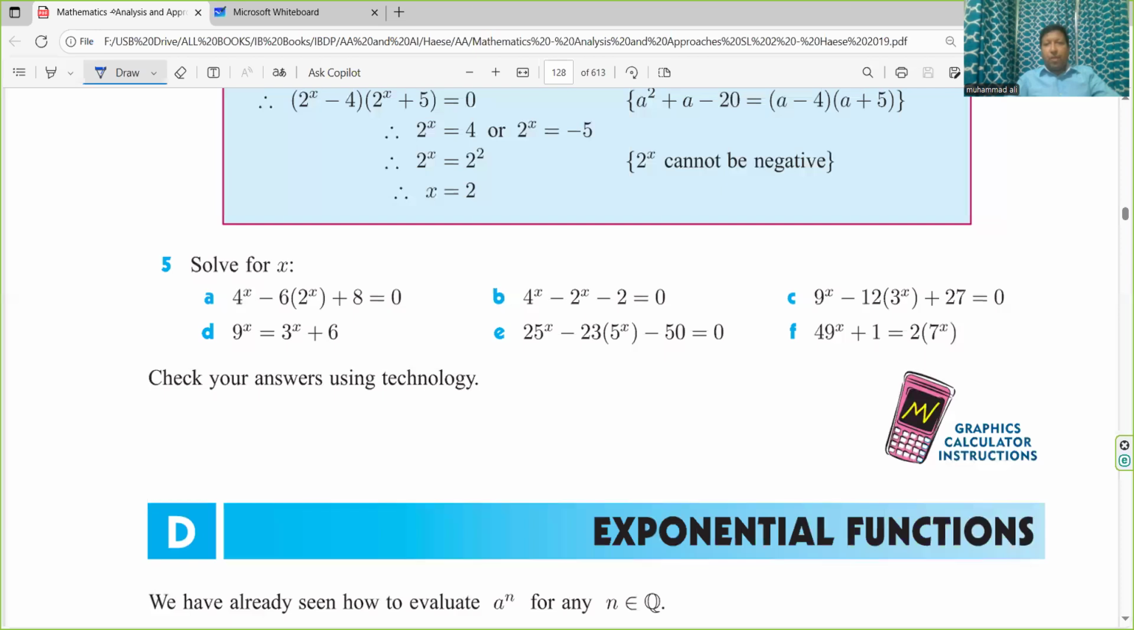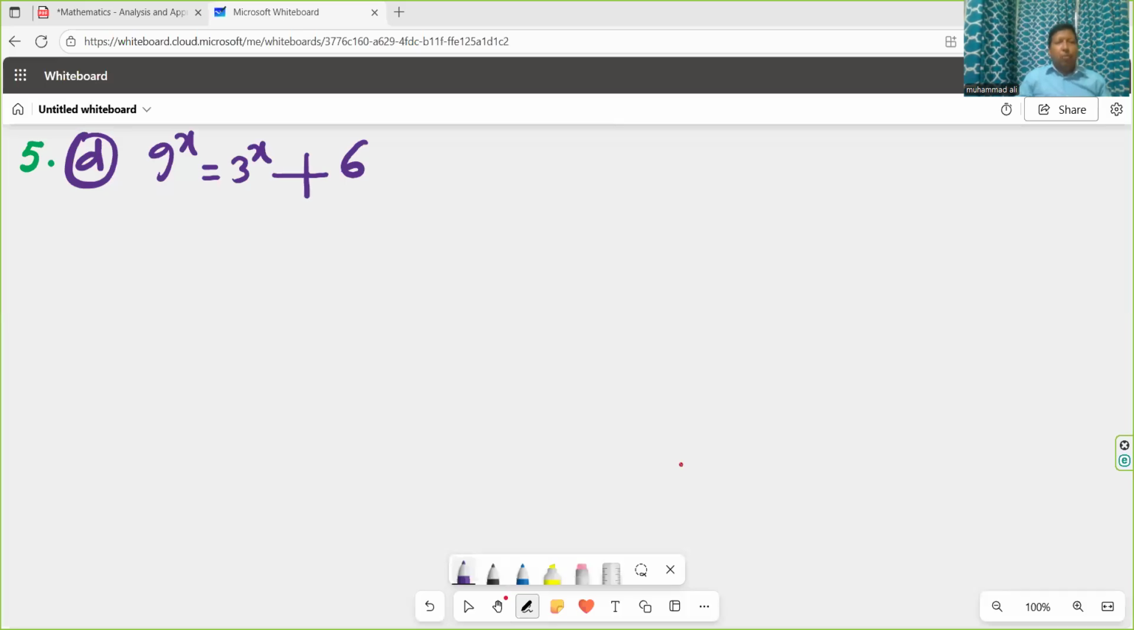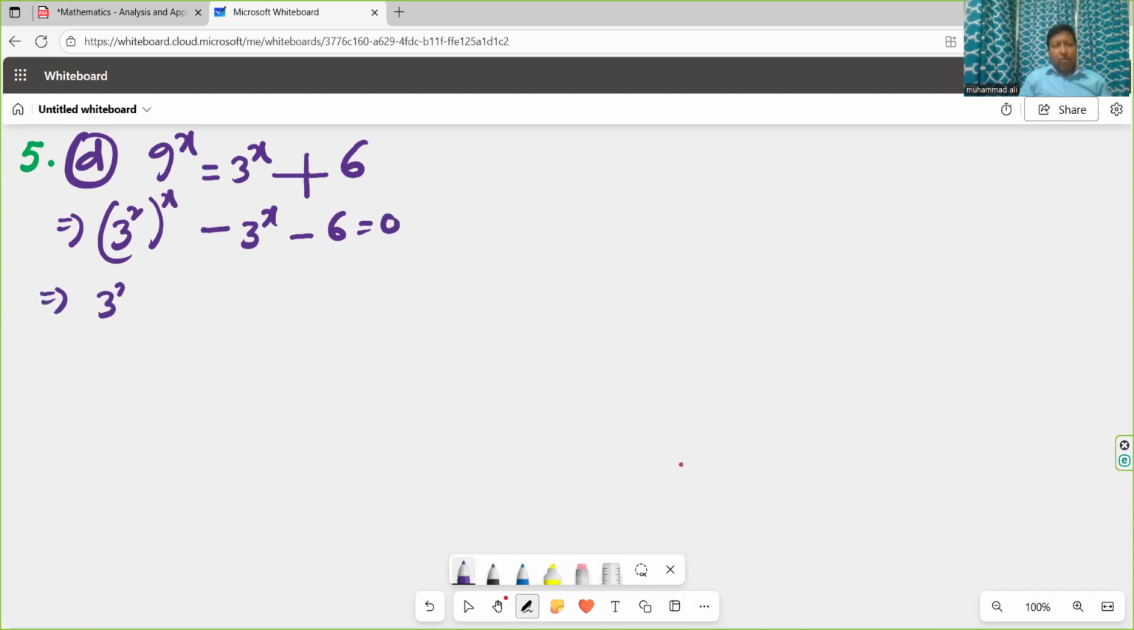Now 5c is completed. 5d: 9 to the power x equals 3 to the power x plus 6. So instead of 9, we can write (3 squared) whole to the power x, minus 3^x minus 6 equals 0. After that, we can write (3 to the power x) whole squared minus 3 to the power x minus 6 equals 0.